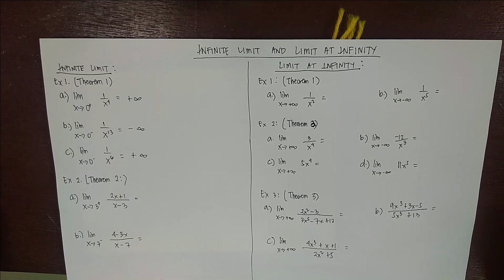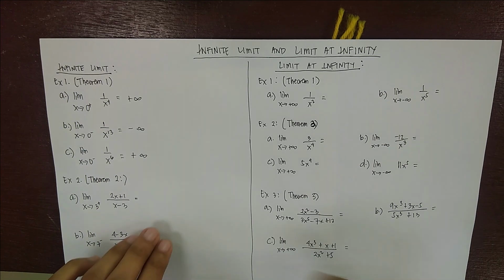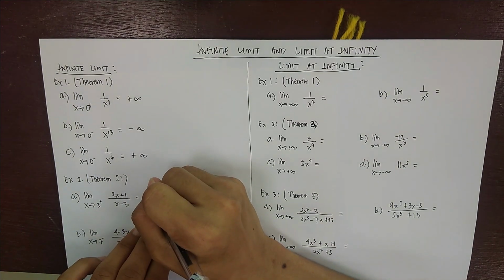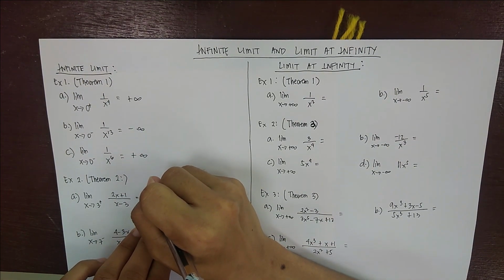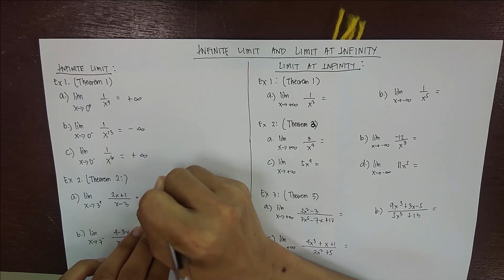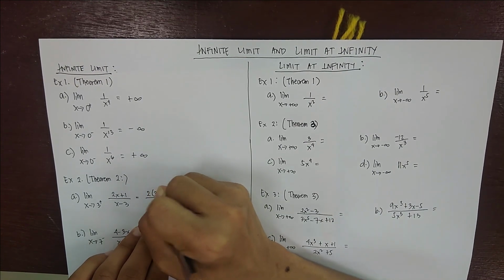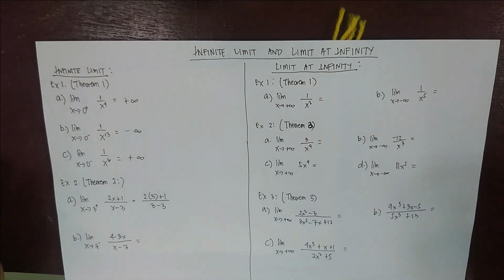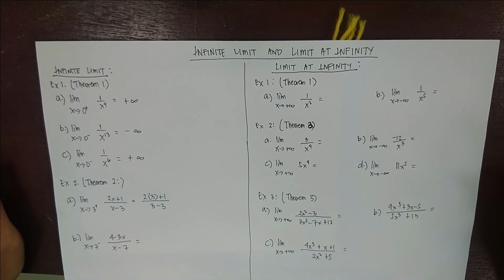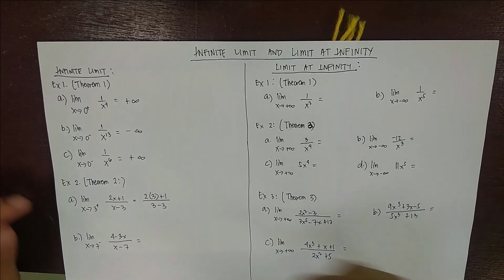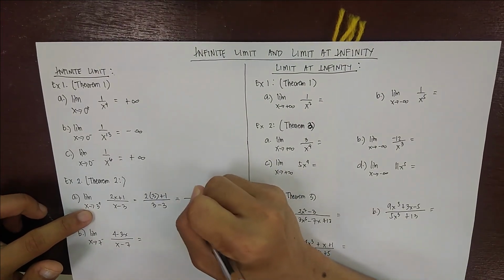Now let's move on to our second example. For this example, we will be applying the infinite limit theorem number 2. Here, we will just substitute the value of our x. Our x here is 3, so I will be substituting 3 for x. 2 times 3 plus 1 over 3 minus 3. Remember that we need to first evaluate whether our denominator will become 0. Here, our denominator is 0.